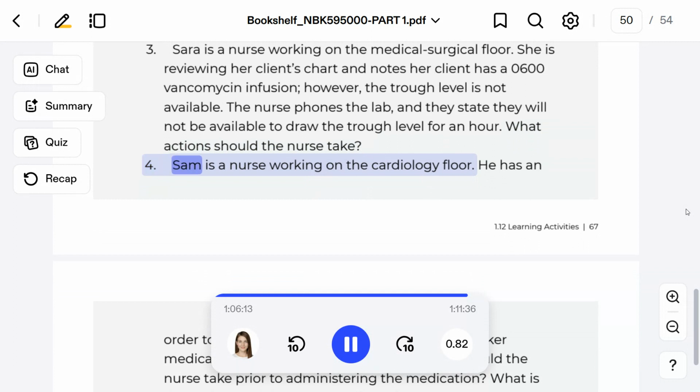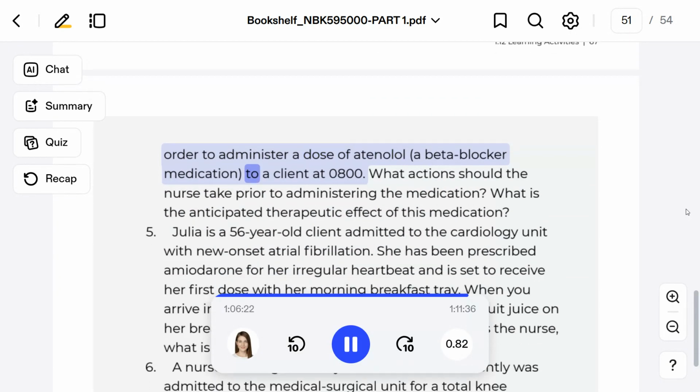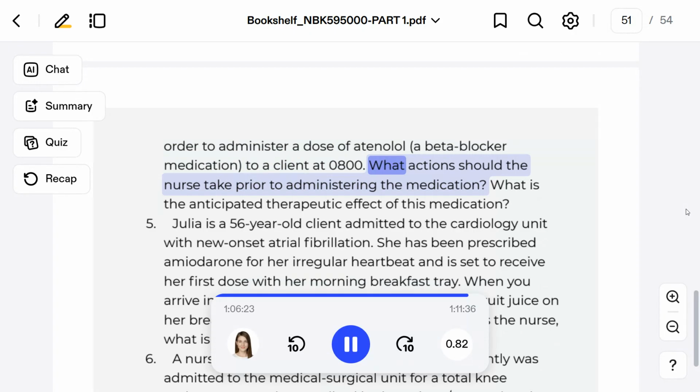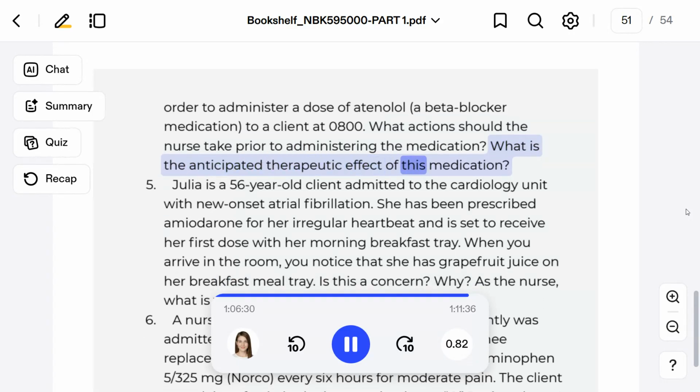4. Sam is a nurse working on the cardiology floor. He has an order to administer a dose of atenolol to a client at 0800. What actions should the nurse take prior to administering the medication? What is the anticipated therapeutic effect of this medication?